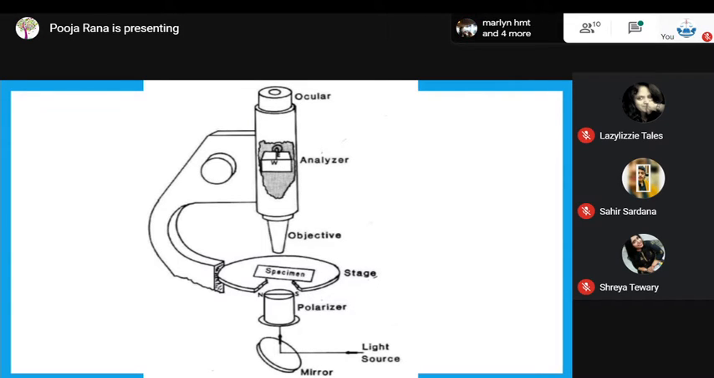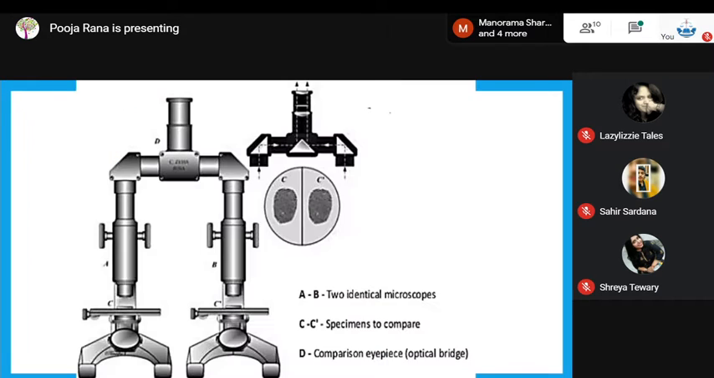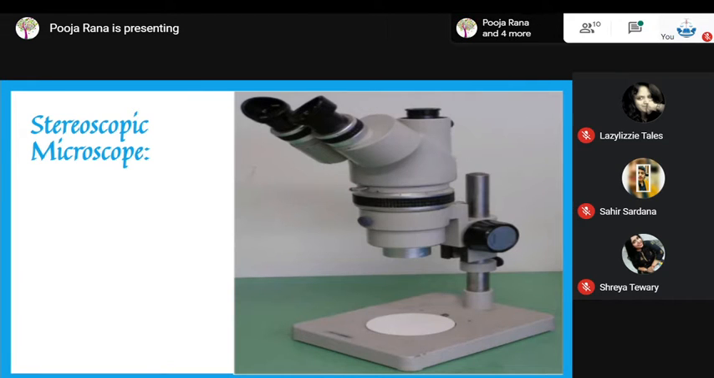Now, later on, these get switched to binocular eyepieces. Now, binocular eyepiece, you can see over here, the stereo microscope which is shown over here. This particular picture which is shown, this microscope is having the binocular vision. All right.